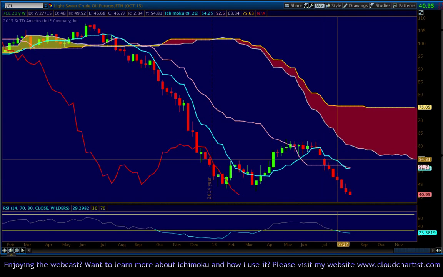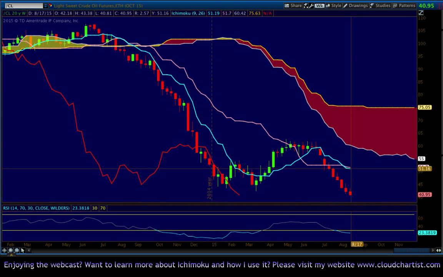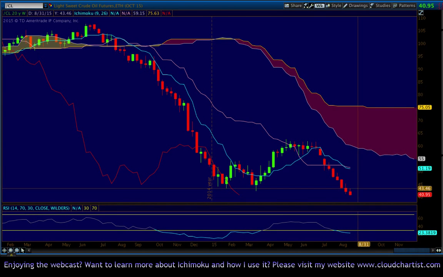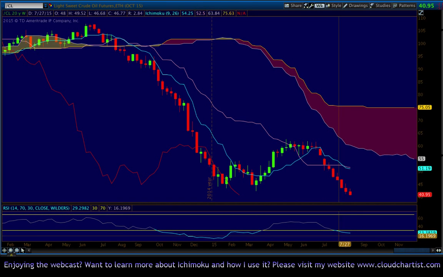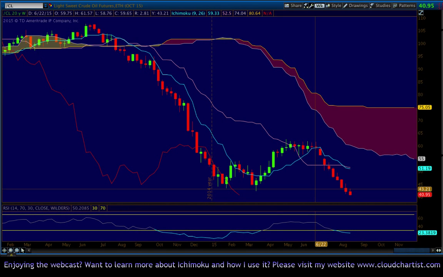So we'll see. Currently, the Tenkan-sen and the Kijun-sen are bear crossed and pointing downward. The RSI is oversold, but not as oversold as it was previously when we got the last bounce. So we could definitely go lower without any real problems here on crude. If we do get a bounce, 51.19 above is the Tenkan-sen where we should see price rejection again.